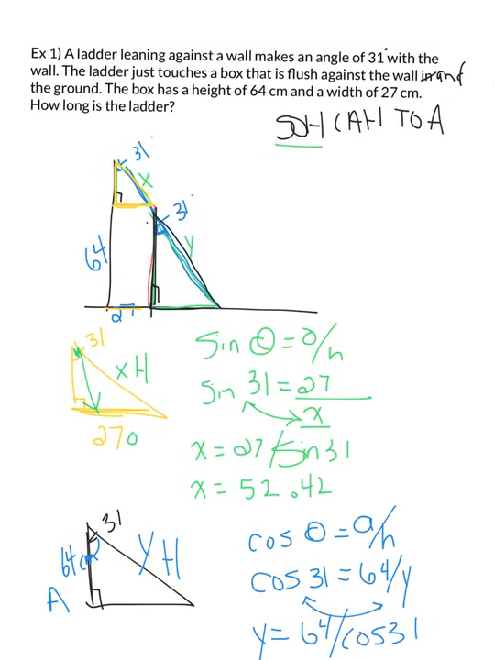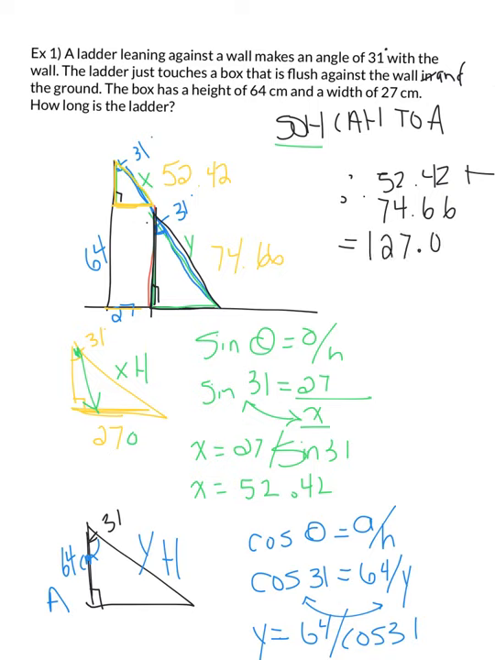Moving this back down so you can see the entire diagram, what I now know is that my x was 52.42 and my y was 74.66. Therefore, I have 52.42 plus 74.66, and I know that my ladder is 127.08 centimeters.